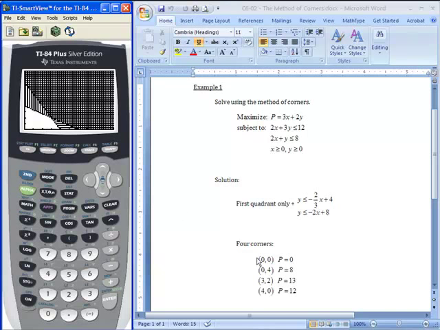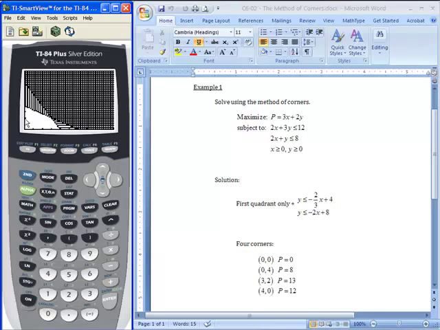Using the calculator, we can get two of them, and the other two we can get just directly from what we see here in front of us. Now the origin we know is 0, 0, so that's the first corner that I have here at the bottom of the example. If we plug 0 in for x and 0 in for y into our objective function, which is 3x plus 2y, we get 0. That's probably not going to be our answer, but we should always check all corners. It's possible that could be an answer in a minimization problem.